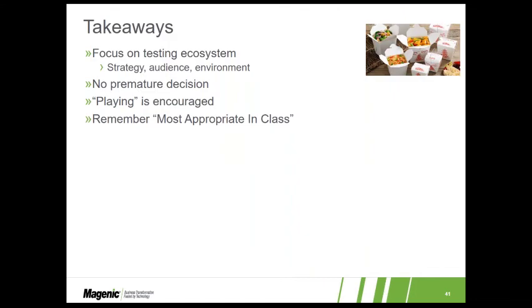So some quick takeaways, because I know we're about out of time here. Focus on your ecosystem: strategy, automation, audience, environment. Don't decide prematurely. Go ahead and play with things, but don't ignore the strategy, audience, and environment. And remember, most appropriate in class, be appropriate, do appropriate things until it's time to not be appropriate anymore.